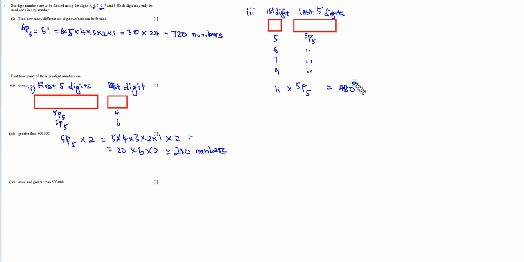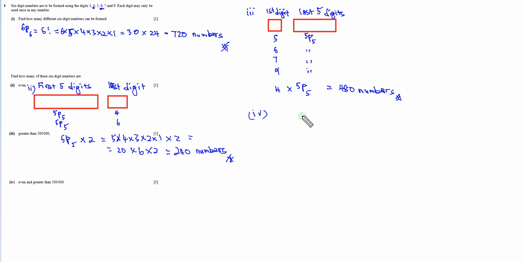If you work out the detail, you end up with 480. There are 480 numbers that will be greater than 500,000. So you have this as the answer. Now what about the last one, which is even and greater than 500,000?